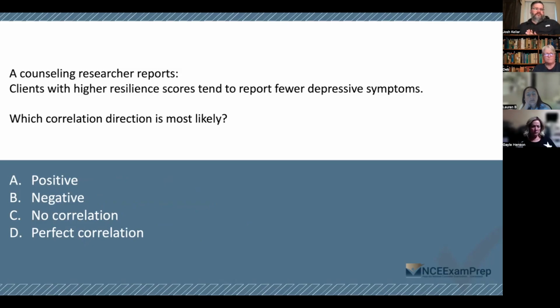A counseling researcher reports clients with higher resilience scores tend to report fewer depressive symptoms. Which correlation direction is most likely? Positive, negative, no correlation, or perfect correlation? Take a guess if you don't know. If you don't guess, you're sure to get it wrong.